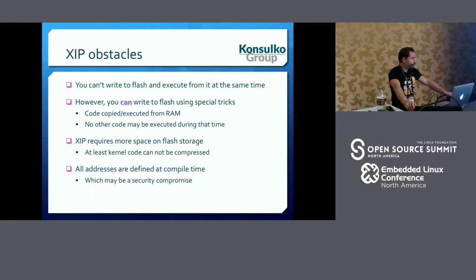So basically, if we're running a certain kernel, then all the addresses are known upfront. So there cannot be any randomization of addresses, and this may be a security compromise. So when we pass over to OTA and XIP working together, we need to keep in mind that XIP as such can potentially lower the security. So security itself becomes even more important.